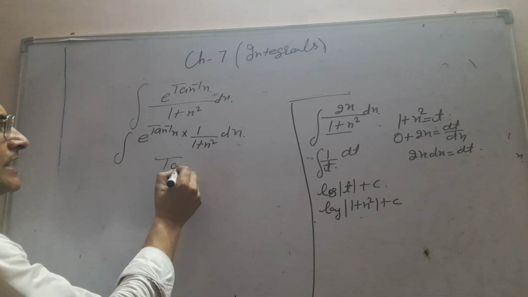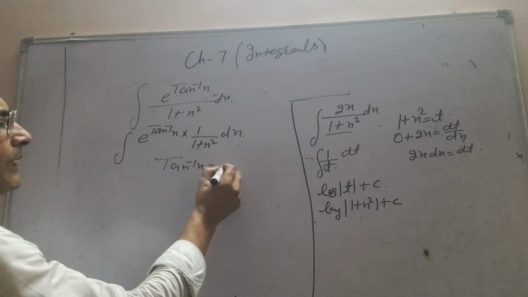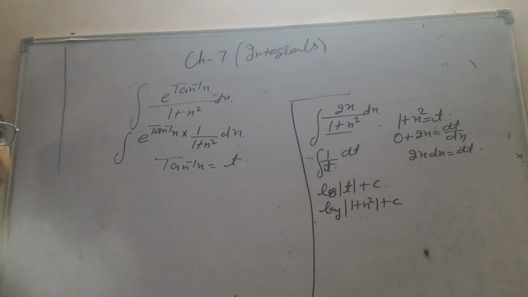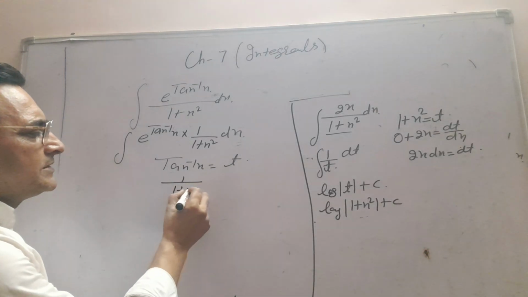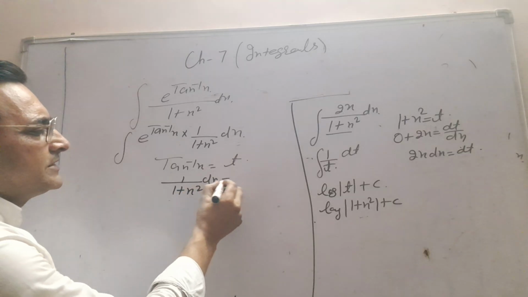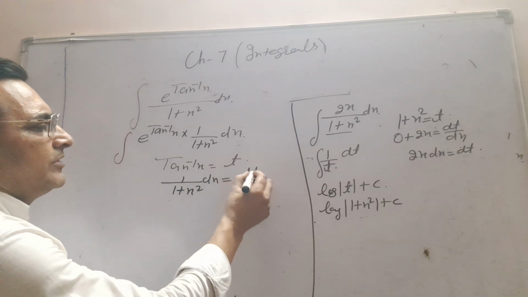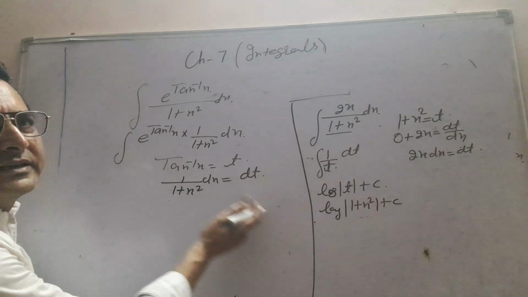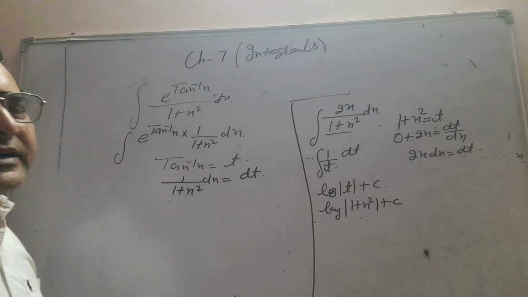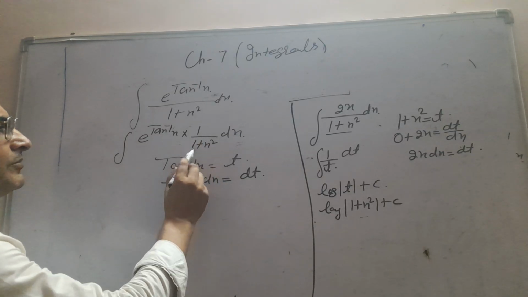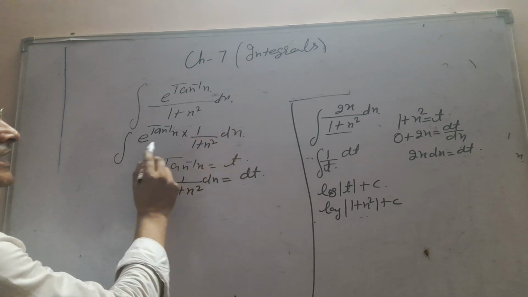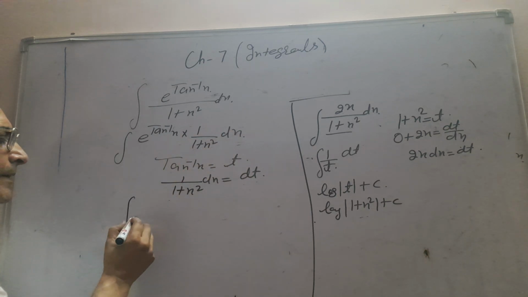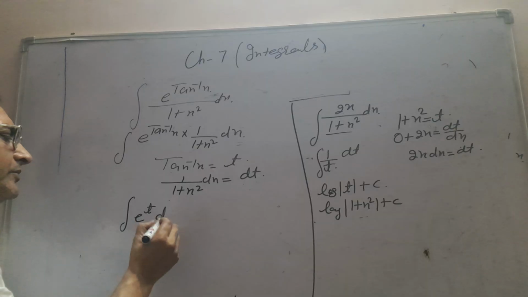Now tan inverse x is equal to t. So what is derivative of tan inverse x? It is 1 upon 1 plus x square into dx is equal to dt, because we will write dt by dx. dx को क्रॉस मल्टीप्लाई कर देंगे डायरेक्टली. So you will get 1 upon 1 plus x square dx is dt. So this function will be dt and it is e power t. This will be e power t into dt.